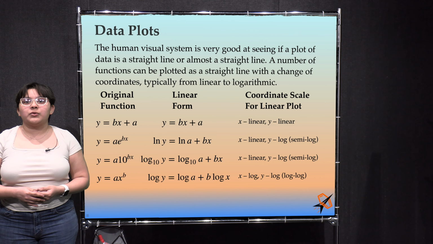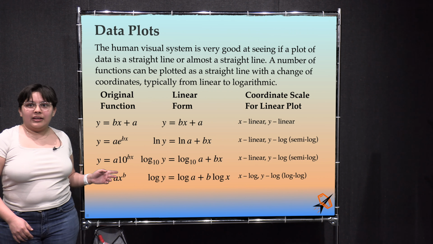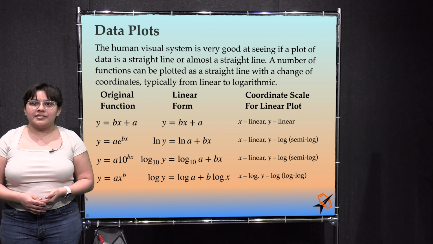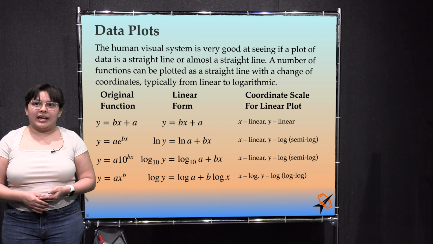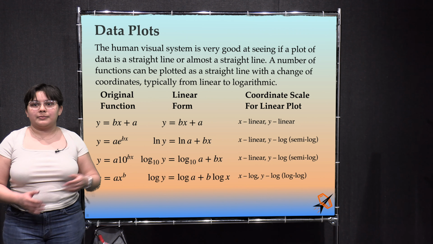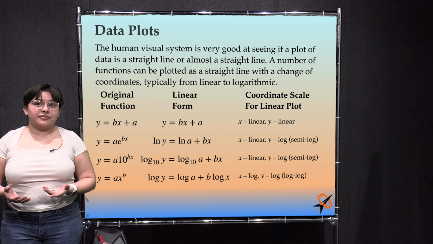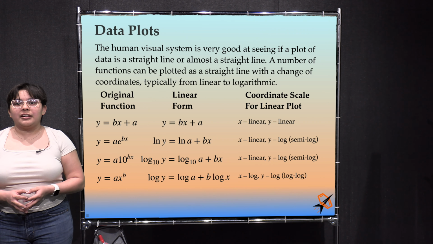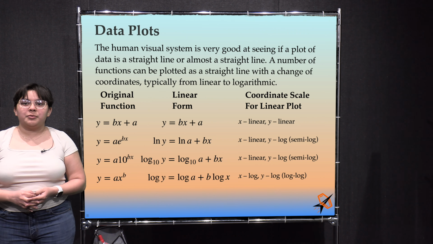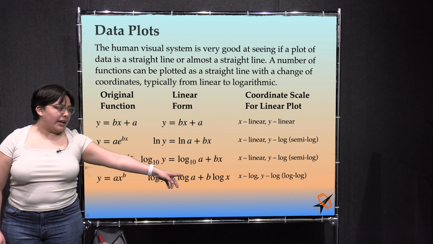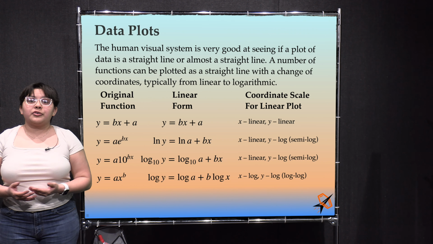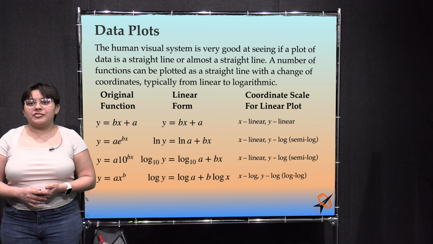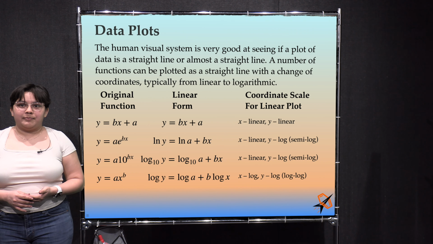Finally, we have y equals ax to the b. This is known as a power law relationship. If you take the logarithm of both sides, you get the log of y equals the log of a plus b times the log of x. I have not specified whether it's natural log or common log because both equations come out exactly the same. A plot of log y versus log x has a slope of b and an intercept of log a. For a linear plot, you plot both x and y on logarithmic scales. This is often known as a log-log plot.